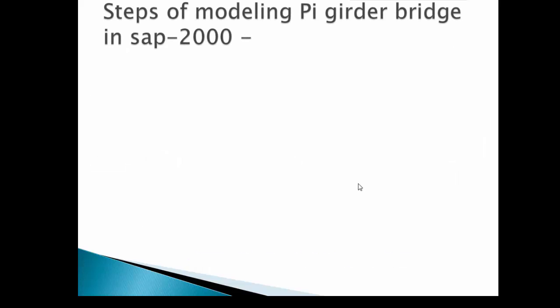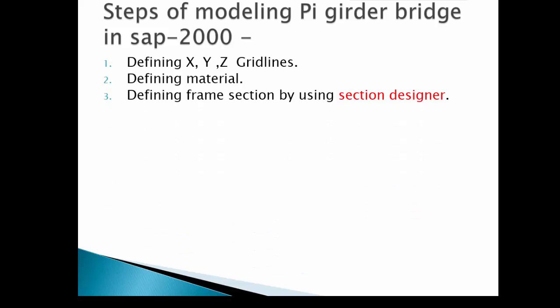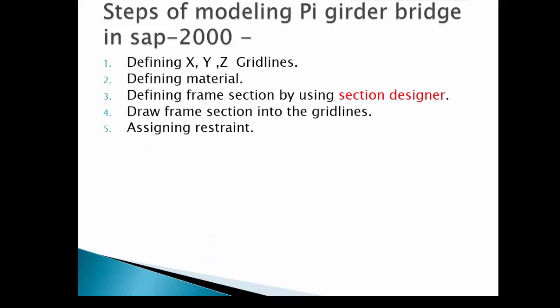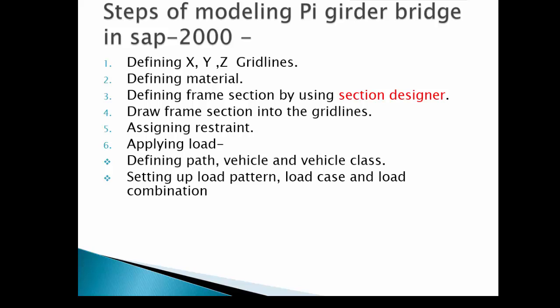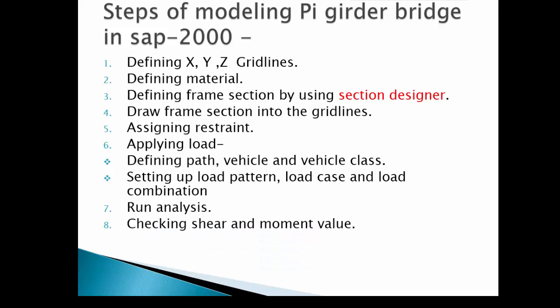Steps of modeling pie girder bridge in SAP 2000. First, defining XYZ grid line, then defining material, then defining frame section by using Section Designer. Draw frame section into grid line. Assigning restraint, applying load by defining path, vehicle and vehicle class. Setting up load pattern, load case and load combination. Then run analysis and check the shear and moment value.